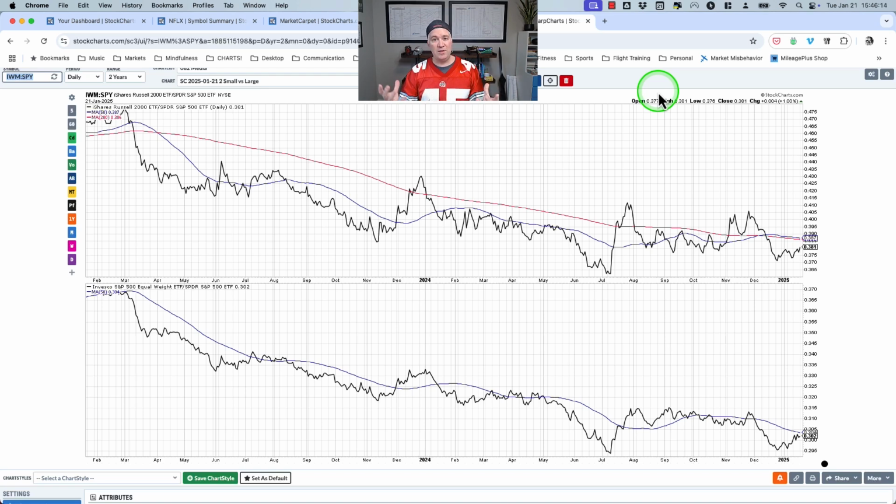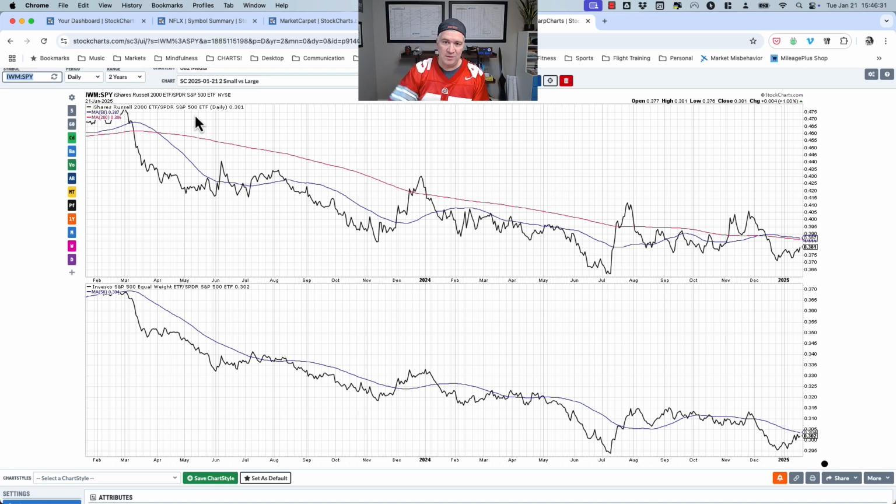Second bucket, we want to think about small companies versus large companies. Again, lots of ways to do this. Two ways that I'm showing you here. One is a ratio of the IWM versus the SPY. So this is the Russell 2000 ETF versus the S&P 500 ETF. So smaller companies versus larger companies.